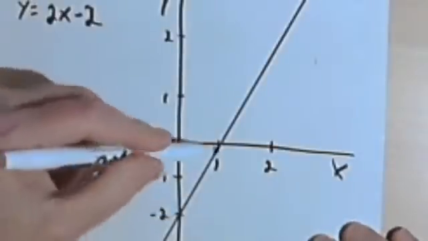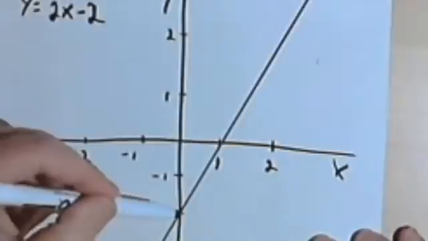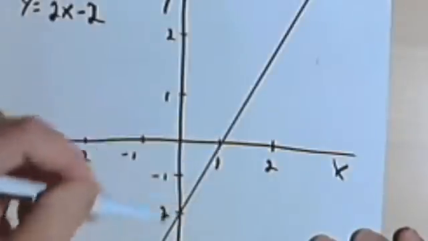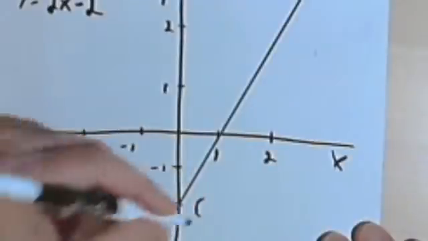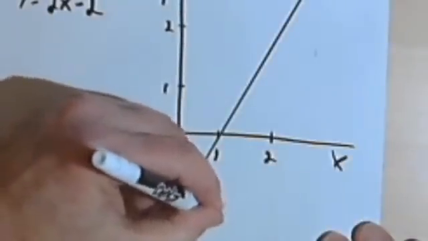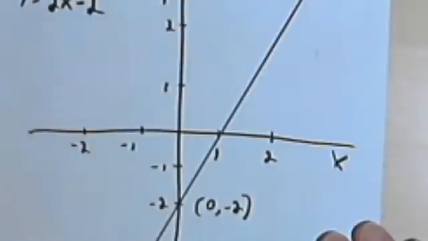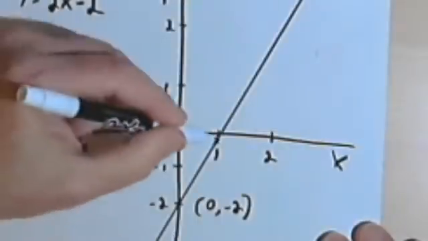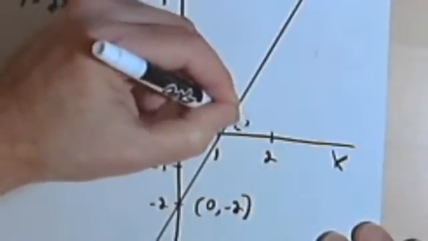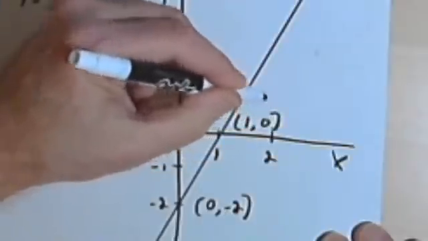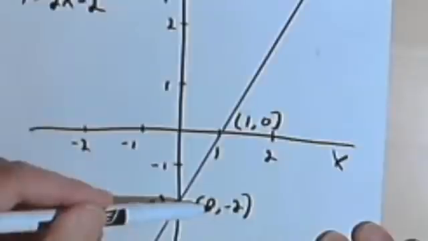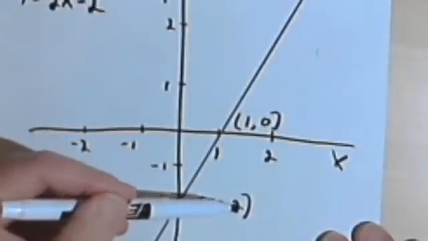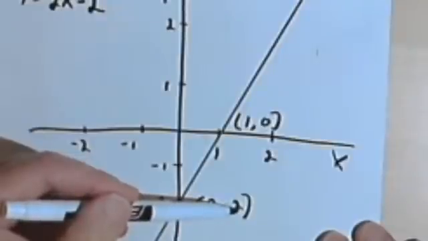Let's take a look at these 2 points where I've got the vertical intercept and the horizontal intercept. At the vertical intercept, I can write the ordered pair 0, negative 2. And at the horizontal intercept, I can write the ordered pair 1, 0. And remember, in an ordered pair, the first number is the independent variable value, or the x value. The second number is the y value, or the value for the dependent variable.